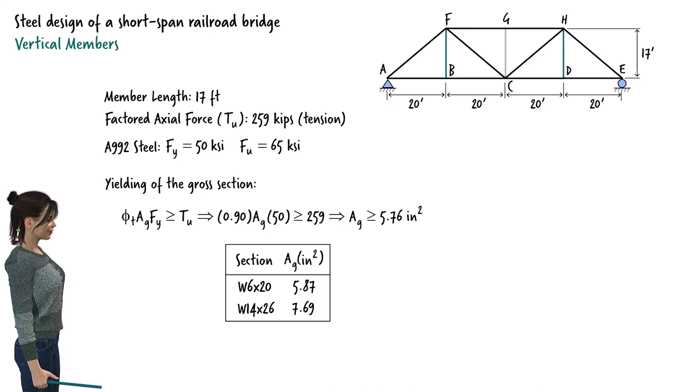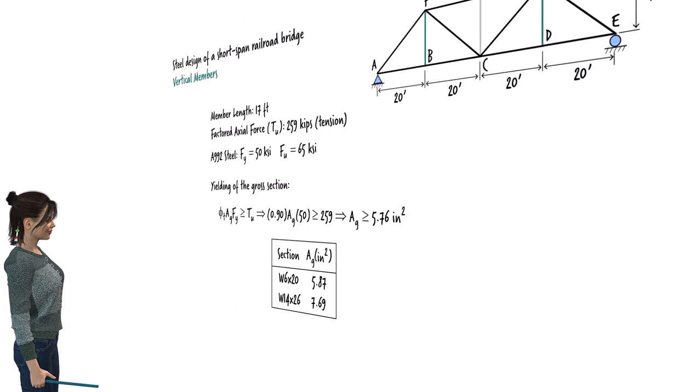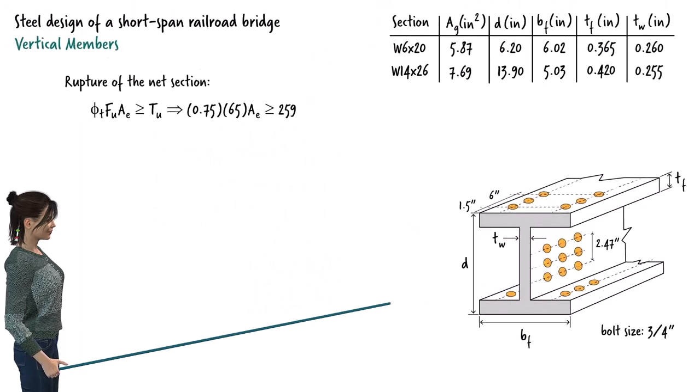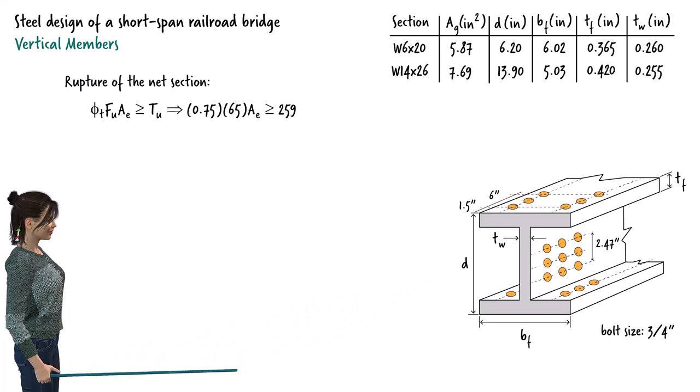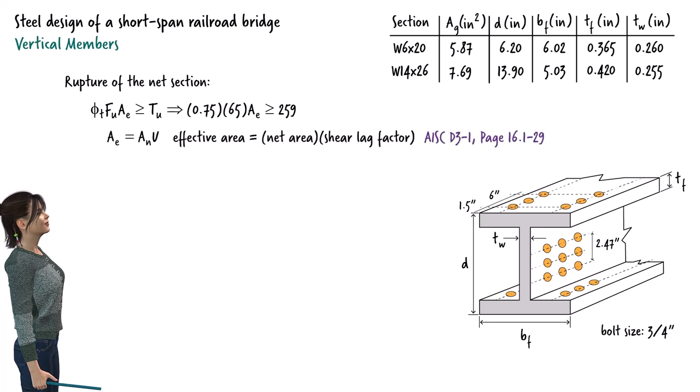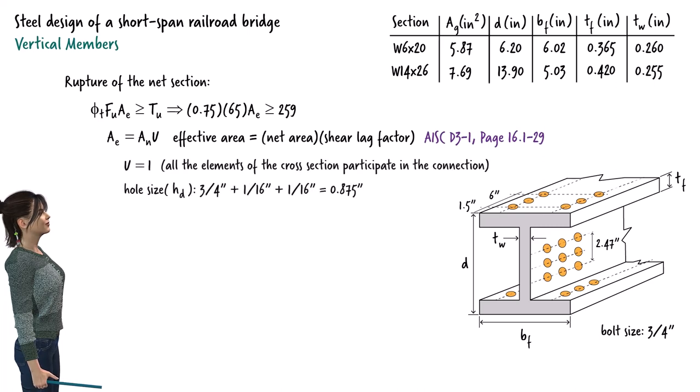Let's check the rupture strength of W6 by 20. I am going to use the same connection arrangement as before. To determine the rupture strength of the section, we need to determine the effective net area. Since we are using the same connection configuration for all the members, the shear lag factor and bolt hole diameter remain the same throughout the process.